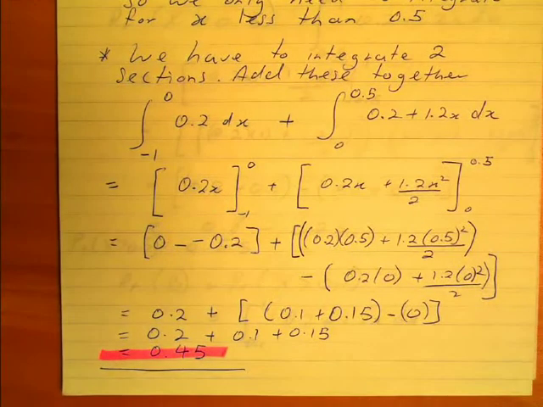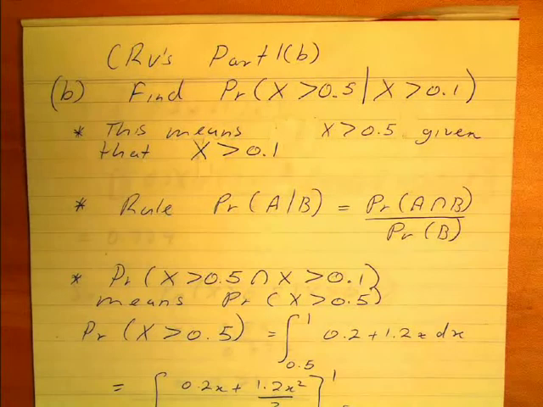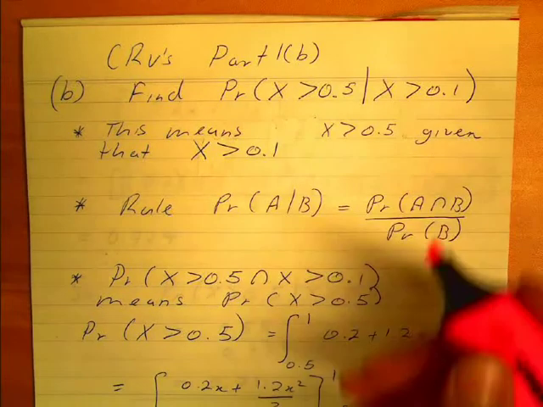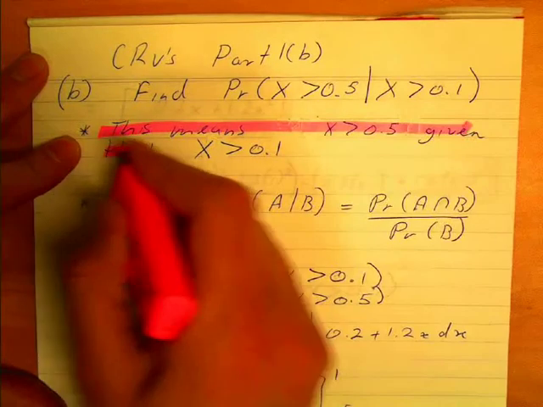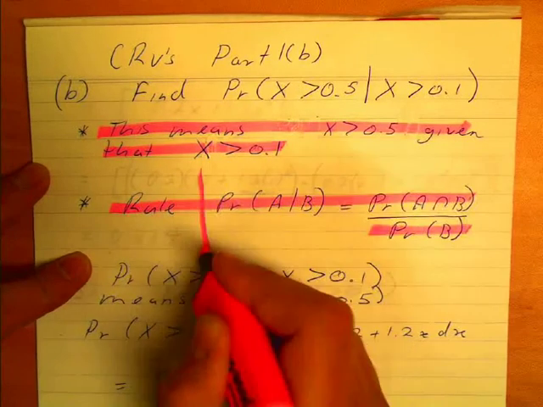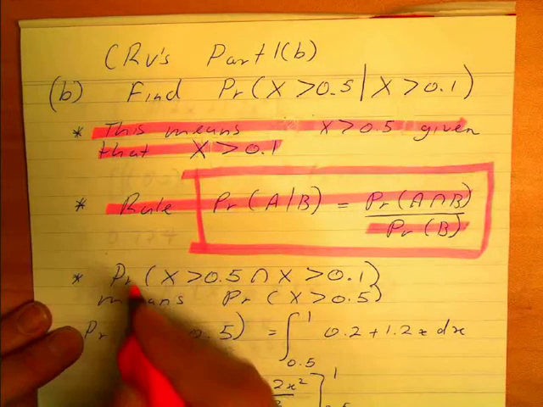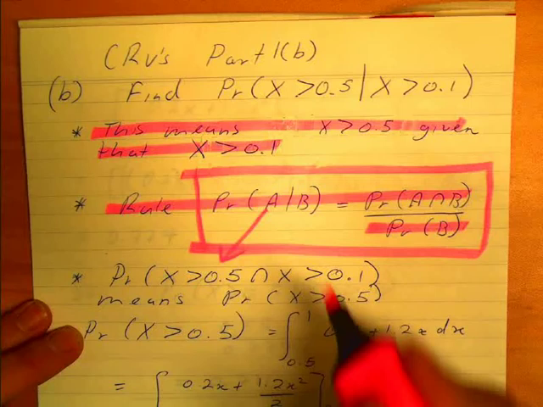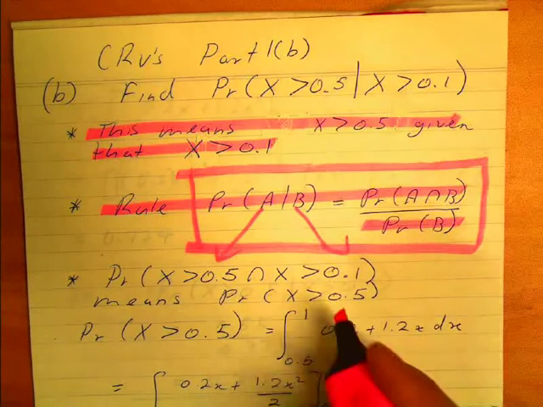Okay. The next thing we're going to look at is finding this. So this is a conditional probability question. Finding the probability that x is greater than 0.5 given that x is greater than 0.1. Okay, and that's what I've just highlighted there. Now the general rule for conditional probability is this one. Okay, and we're given A to be x greater than 0.5 and B to be x greater than 0.1.